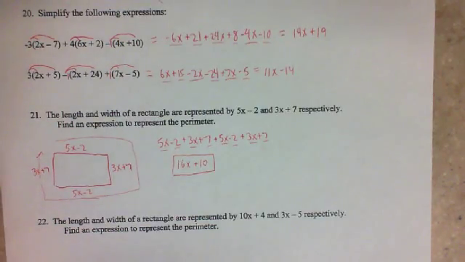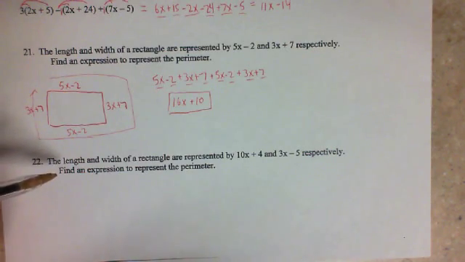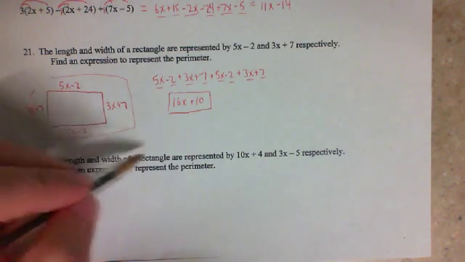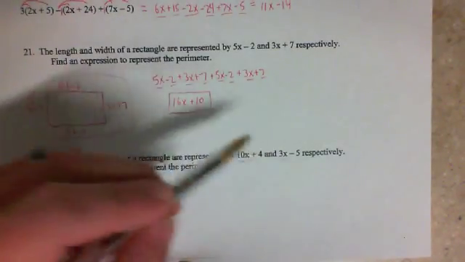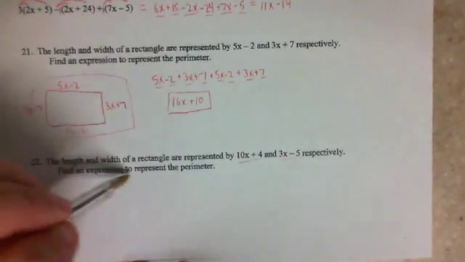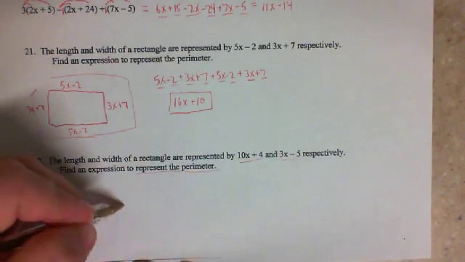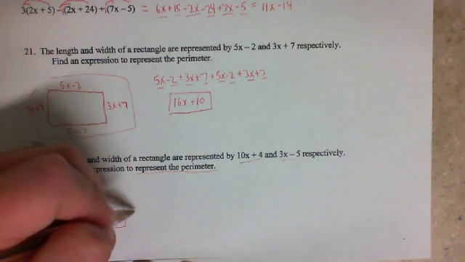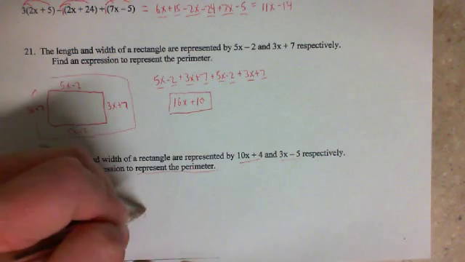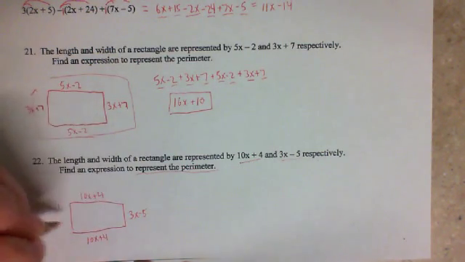Alright, finally, last one. It's wanting us to do the same thing, right? Here's find the length and the width of the rectangle represented by 10x plus 4, 3x minus 5 respectively. Find an expression to represent the perimeter. So same type of problem. Draw your rectangle. You got 10x plus 4. You got 3x minus 5. Continue it all the way around because you're going to do the perimeter all the way around, not just halfway.